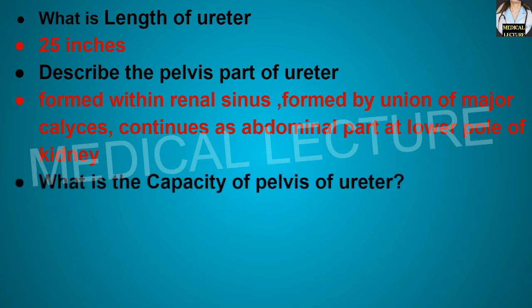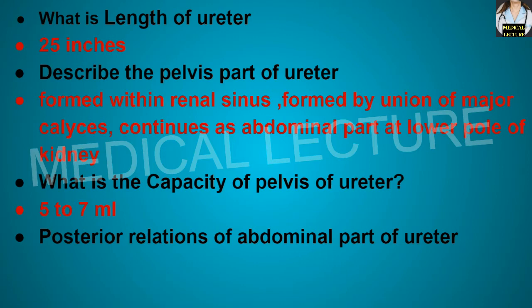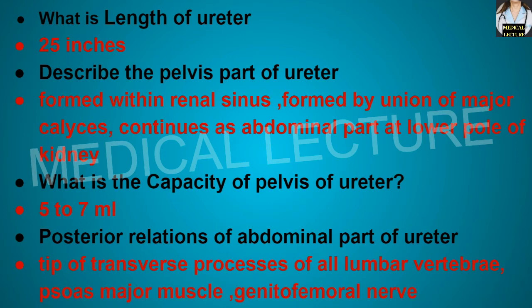What is the capacity of the pelvis of the ureter? So about 5 to 7 ml. Which structures are in the posterior relations of the abdominal part of the ureter? So these are the tips of transverse processes of all the lumbar vertebrae, psoas major muscle and the genitofemoral nerve.